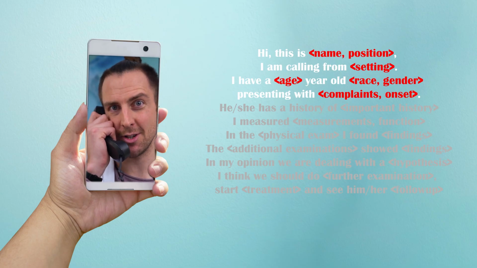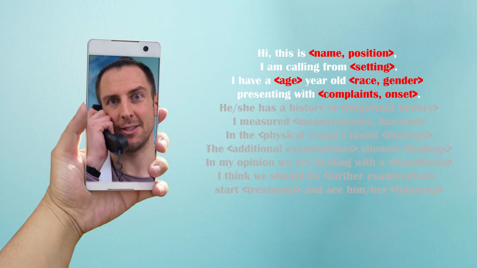Presenting with blurred vision, pain and redness in her left eye since 2 hours. This is a part that a lot of young residents struggle with. Don't just repeat back what the patient said. Condense it down to the essentials. Let me give you a little example.